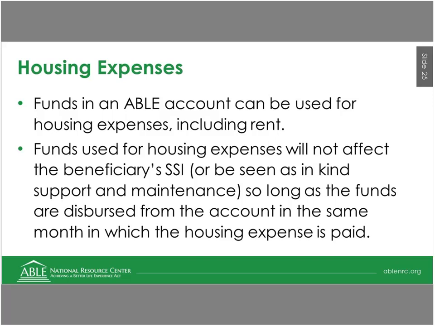This is another big differentiating factor between an ABLE account and a third-party special needs trust, which cannot be used for things like housing expenses without having an effect on the person's cash benefit provided through SSI. So another great benefit about ABLE accounts.